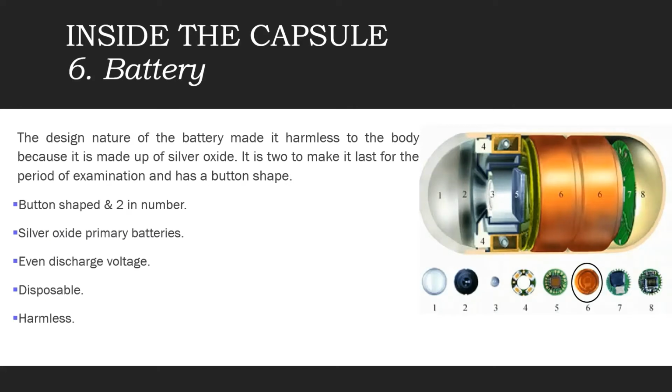Battery. The design nature of the battery may be harmless to the body because it is made of silver oxide. It is made to last for the period of examination and has a button shape. Batteries are button shaped and there are 2 batteries in the capsule. They have equal discharge voltage. Batteries are disposable and harmless.